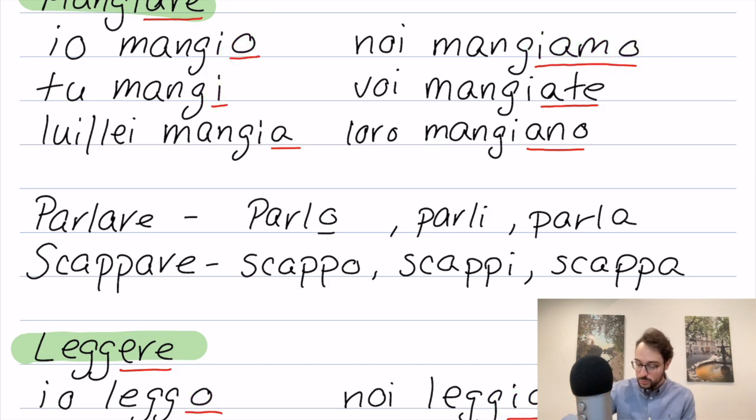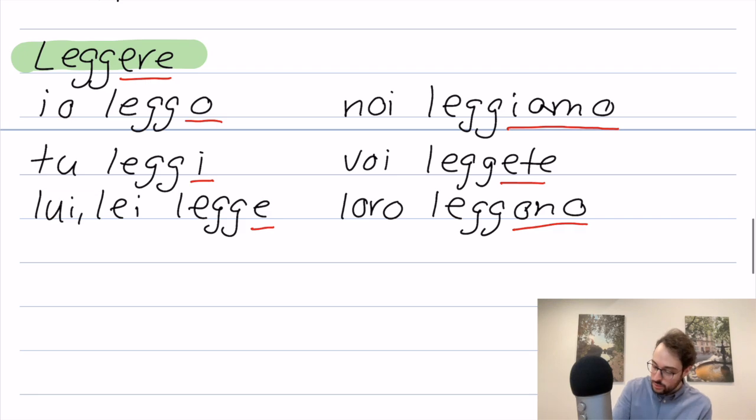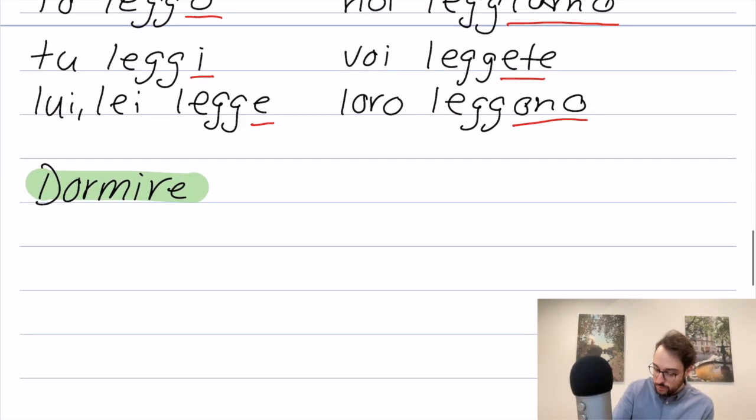Cool. And now let's do an ire verb. Let's do dormire. Dormire, which means to sleep. So we have io dormo.